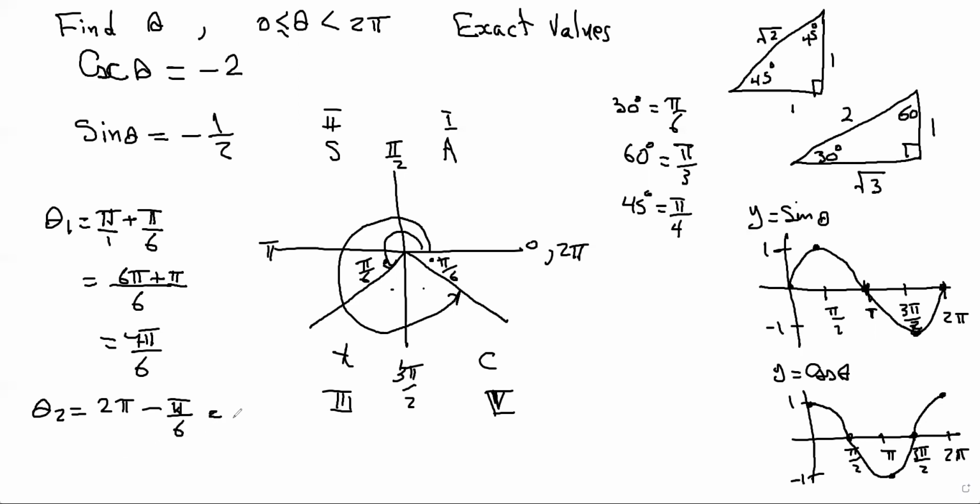And here, your common denominator again is 6. So that's 1 there. 6 divided by 1 is 6. 6 times 2 is 12. That's 12 pi. Minus 6 divided by 6 is 1. 1 times pi is pi. And therefore, the answer here is 11 pi over 6.